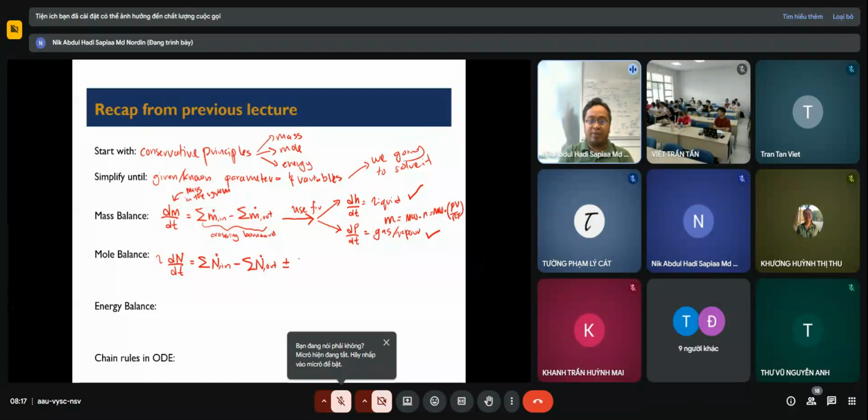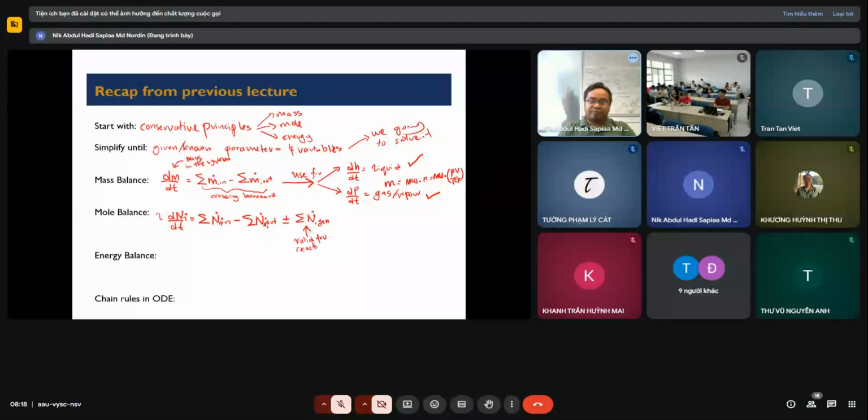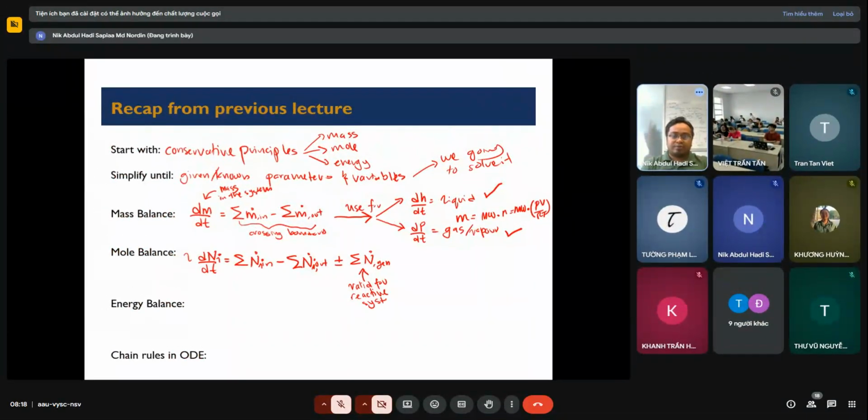And we also have the rate of that component being generated. So I should specify that this is a specific number of moles for species i. Let me put an i here so we can focus on a very specific component. And the generation term here is only valid for a reactive system. So this is our general mole balance.